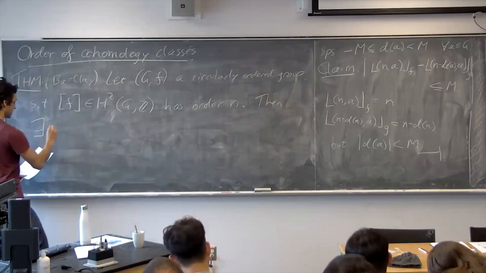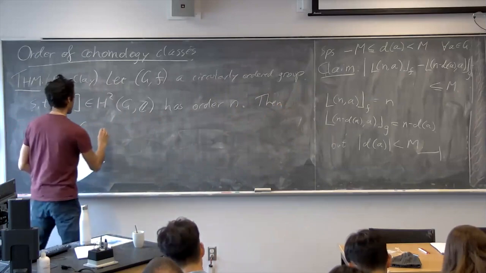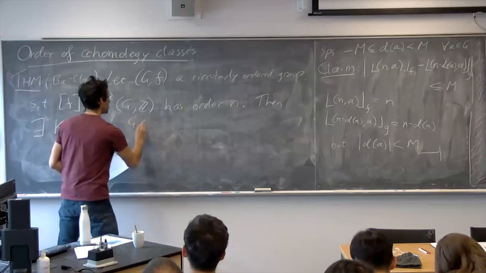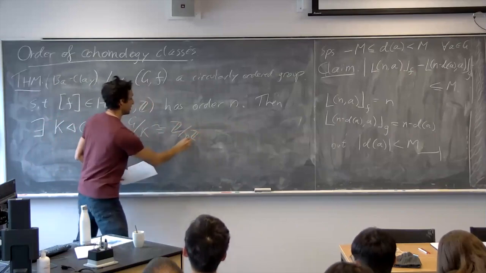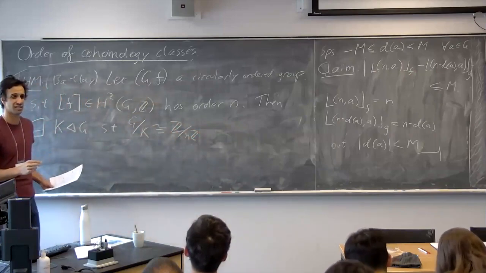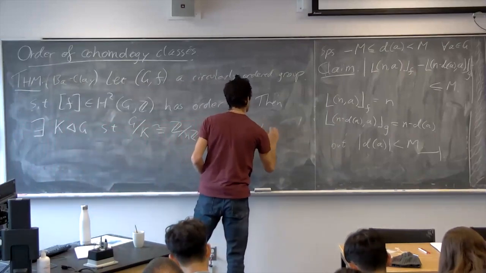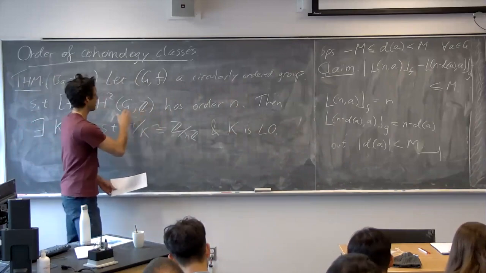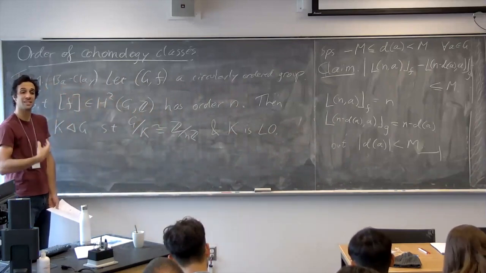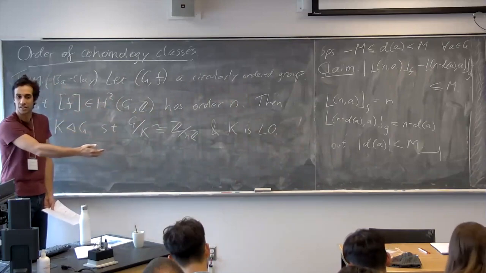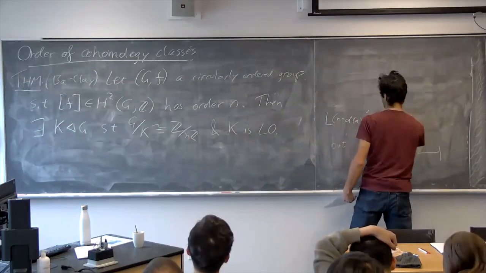Then there exists a K, which is a normal subgroup of G, such that G mod K is isomorphic to Z mod nZ, where this n is the order of the cohomology class. And K is left orderable. So I'm telling you that if you have a cohomology class of a circular ordering which has order n, then there is a lexicographic circular ordering where the quotient is Z mod nZ. All right, let's prove it.